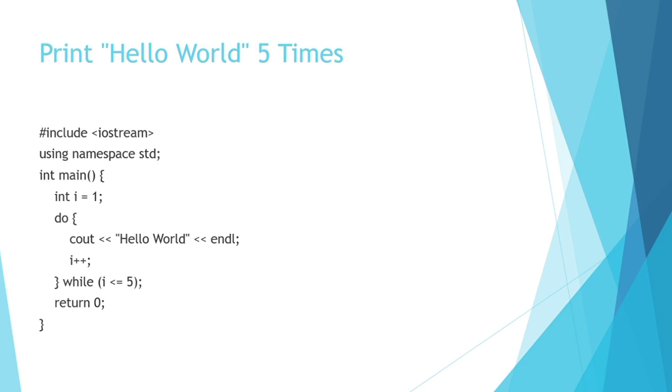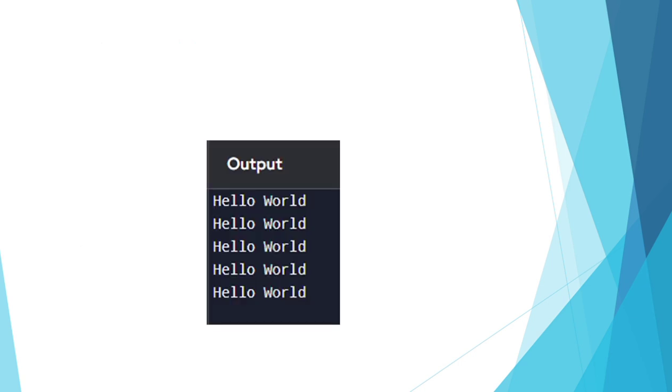While I is less than or equal to 5. In this case, the condition is I is less than or equal to 5, meaning the loop will continue executing as long as I is less than or equal to 5 is true. The loop will continue to execute the body of the loop, printing hello world, and incrementing I until I becomes 6. After successful execution, output will look like this.